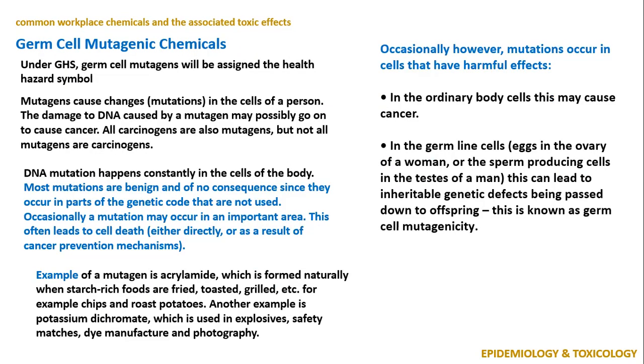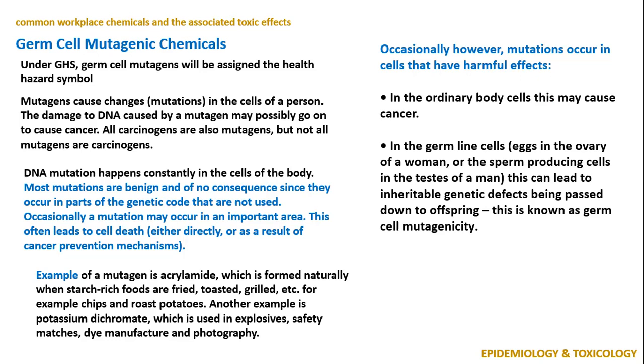The next chemical category is the germ cell mutagenic chemicals. Under the GHS, germ cell mutagens will be assigned the health hazard symbol. Mutagens cause changes or mutations in the cells of the person. The damage to the DNA caused by mutagens may possibly go on to cause cancer. All carcinogens are also mutagens, but not all mutagens are carcinogens.